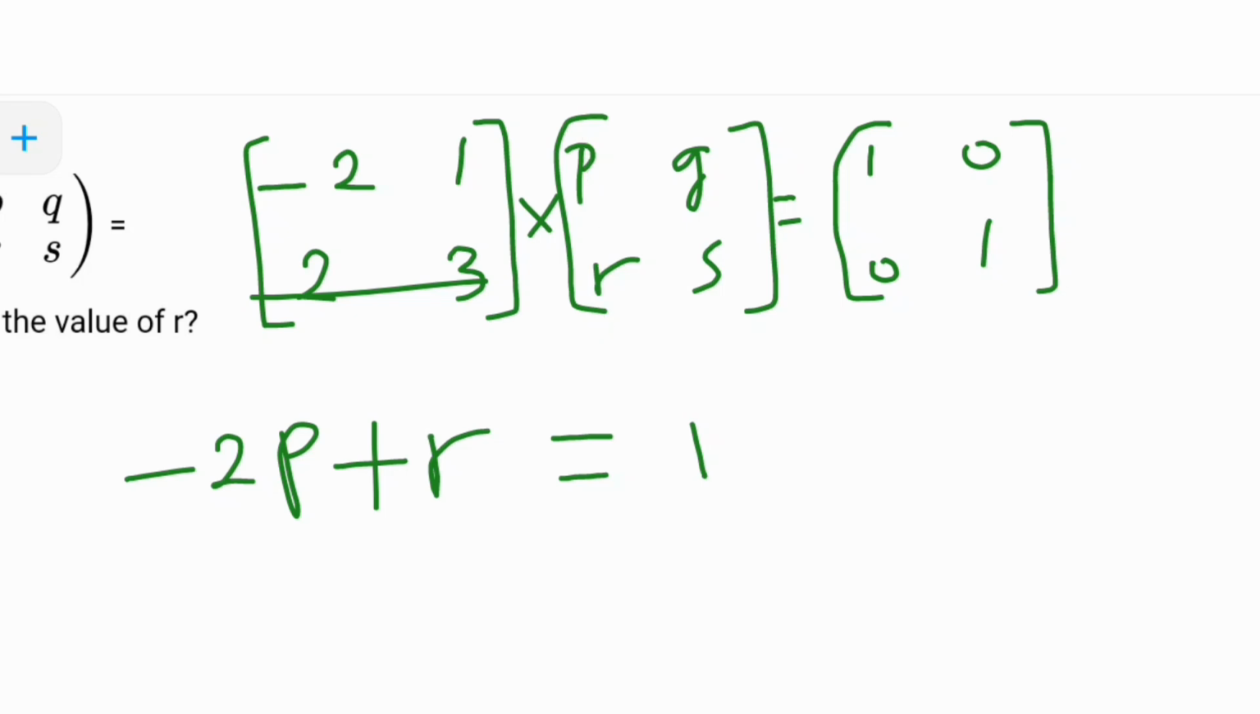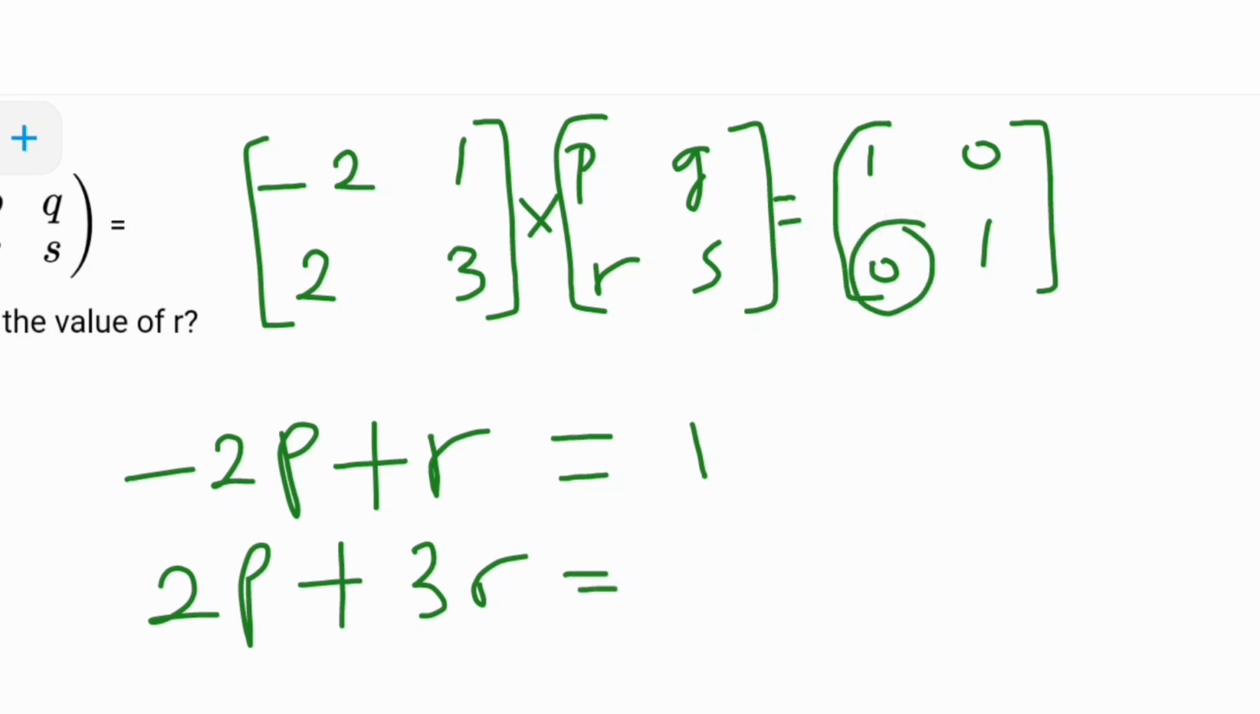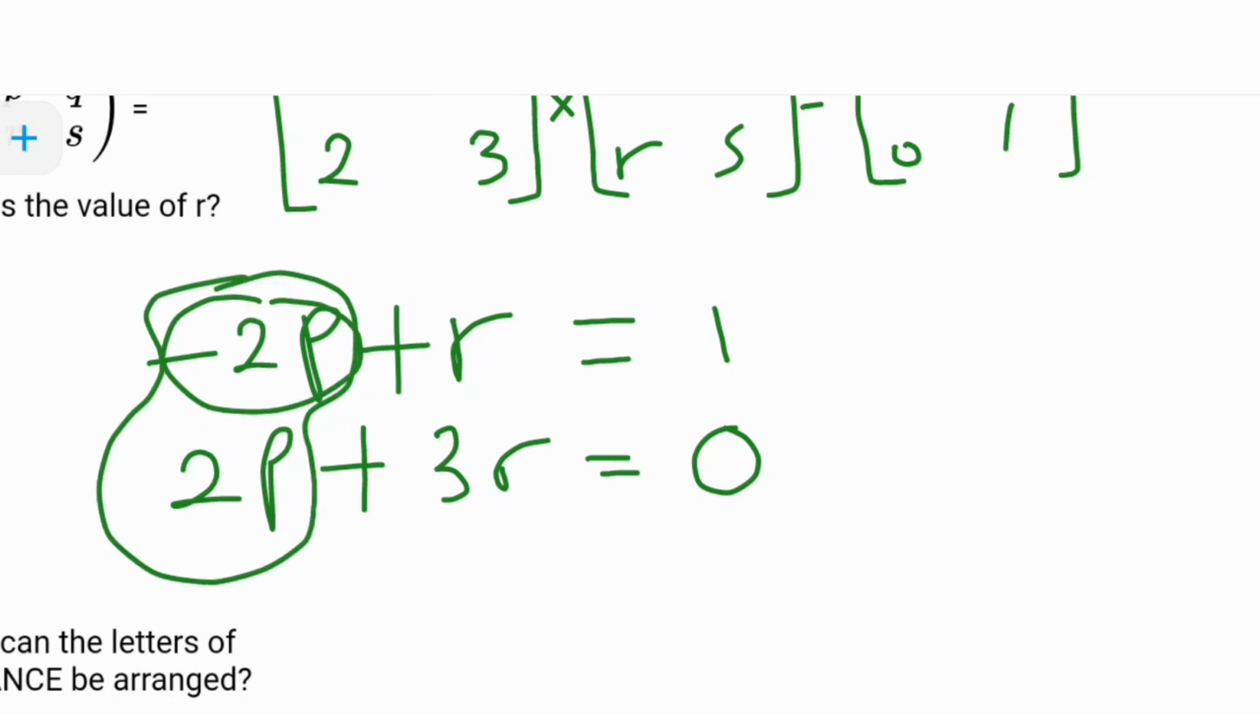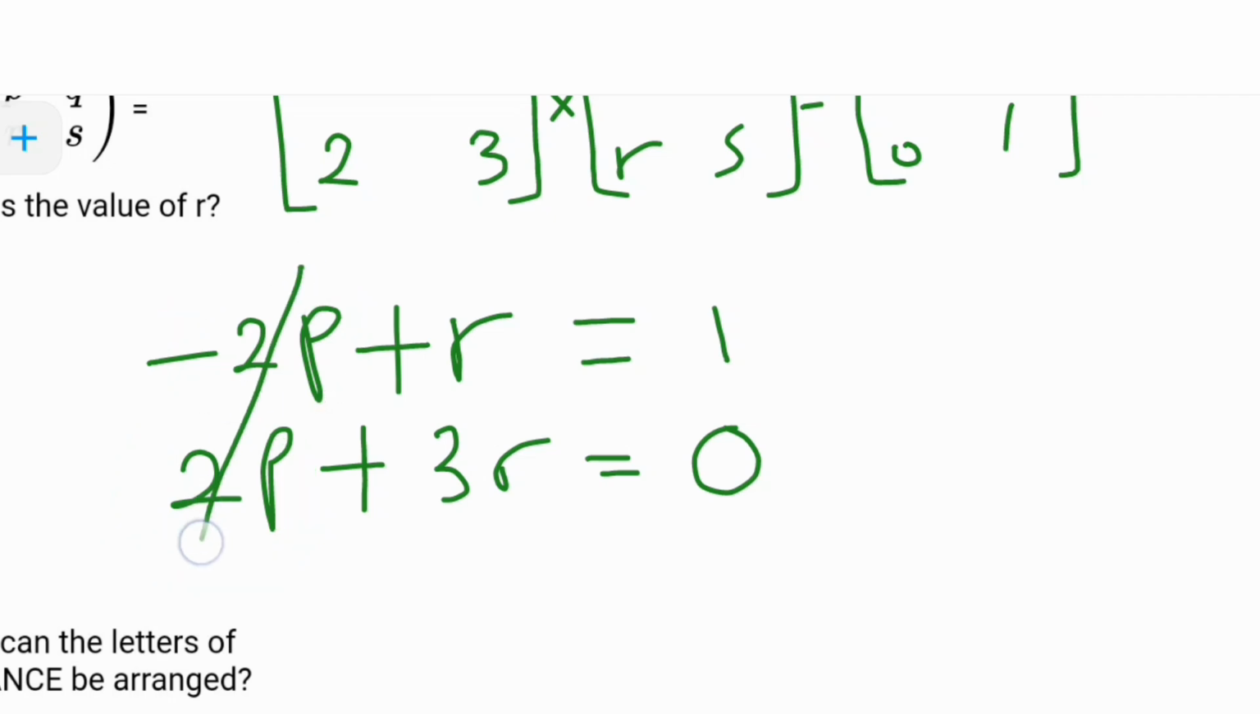So if you do that, you're going to get 2 times p, that will give you 2p, plus 3 times r, that will give you 3r. Everything will be equal to the second one here, that's 0. So you just need to solve this simultaneous equation. Don't need to waste your time. The coefficients here are already opposite of each other. This is minus 2, this one is 2. So you just add. Once you add, everything under p disappears. Minus 2 plus 2 is 0.